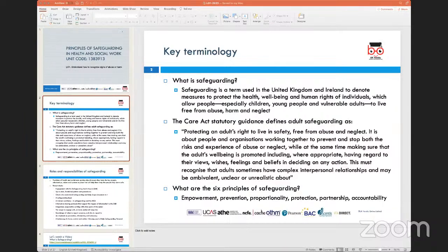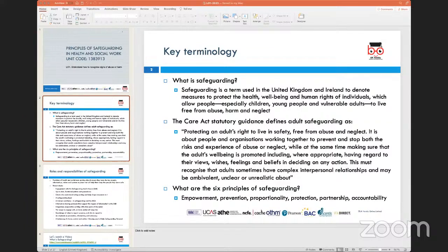This concept is a term which originated in the UK and in Ireland, and it denotes that we need to be able to protect people and give them the certain amount of rights which are required as individuals, so that they are able to avail of these services. When I say these, I mean health and social care services under the clause of safeguarding.